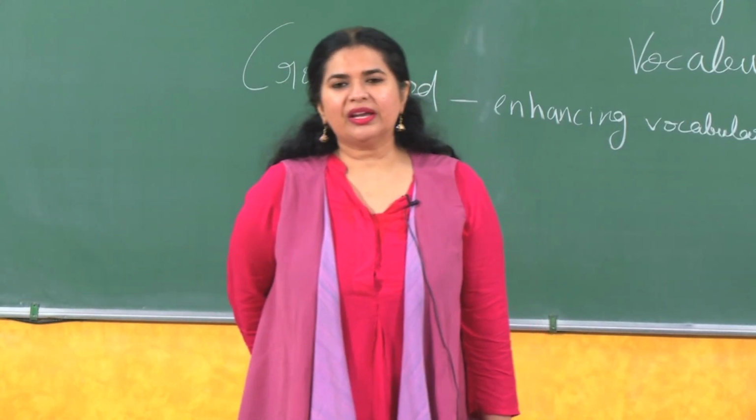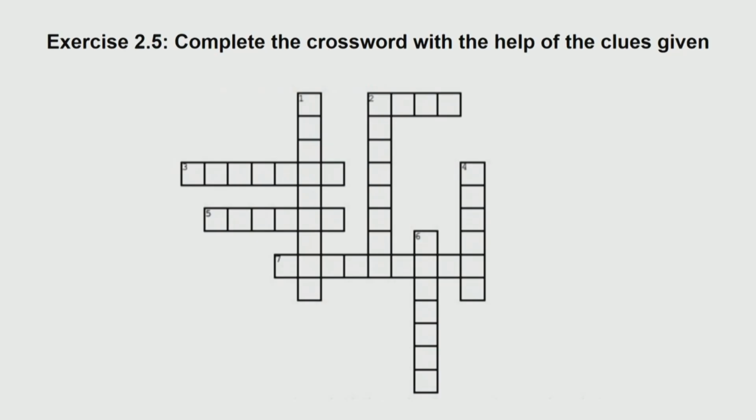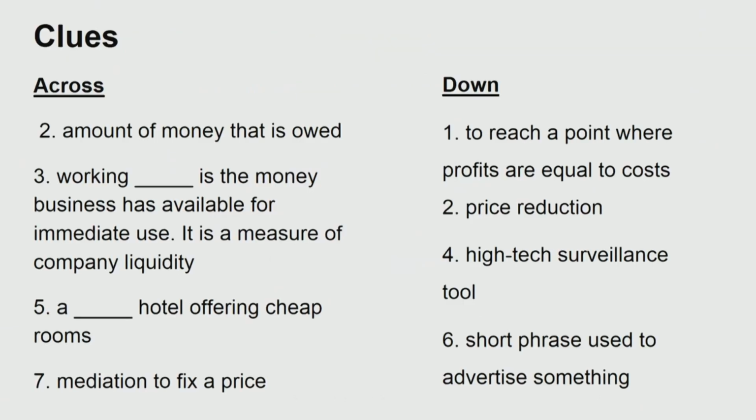So, let us look at this puzzle. Here is the slide for you. Complete the crossword with the help of the clues given. I will give you the clues. You can download this particular crossword, this style, and remember the words that we are going to do are related to finance and marketing. So, this is the template and these are the clues: across and down.